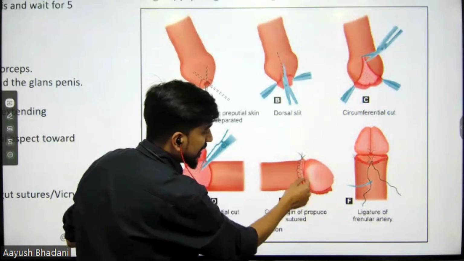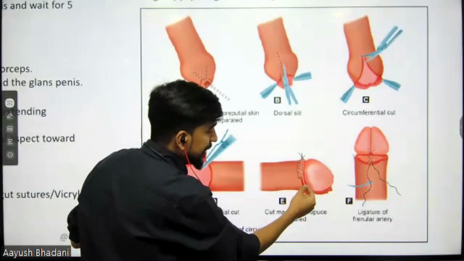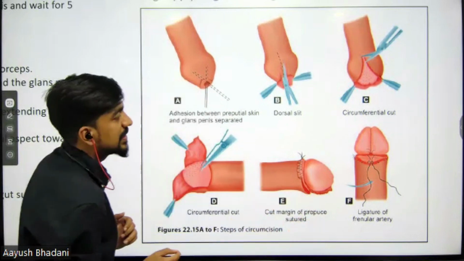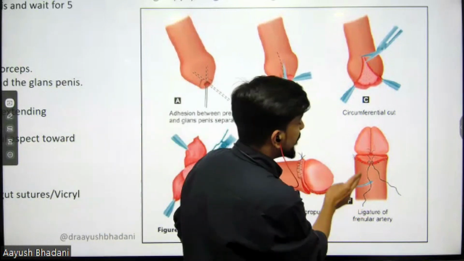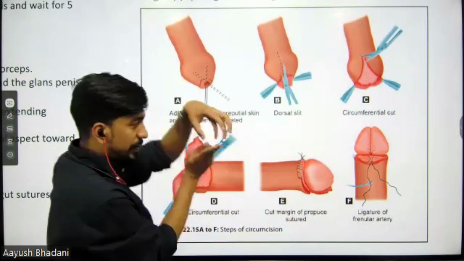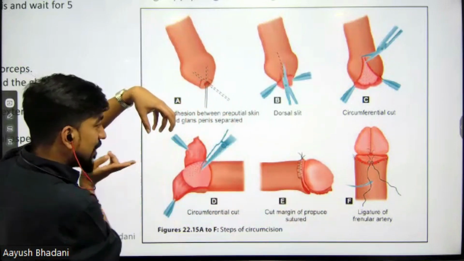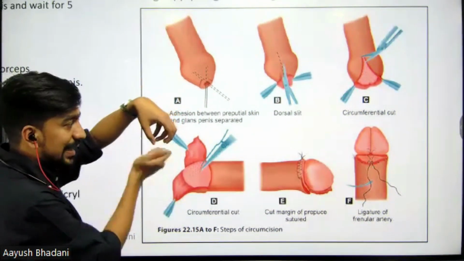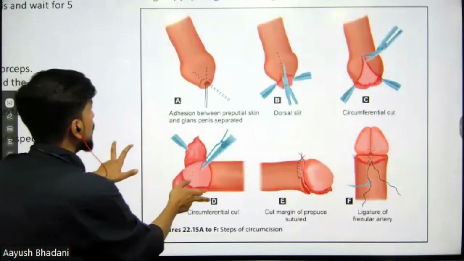So wherever you have cut that skin, there will be some oozing and some bleeders. You need to tie it with continuous sutures. Most important to understand here is there is a dorsal frenular artery. Just at the dorsum of the penis, you have an artery which is running. You need to ligate it properly because that is the main source of bleeding.